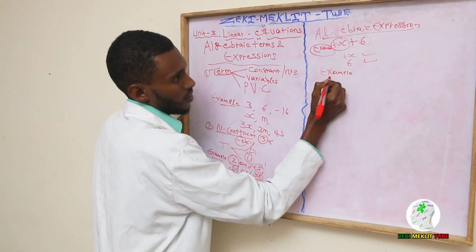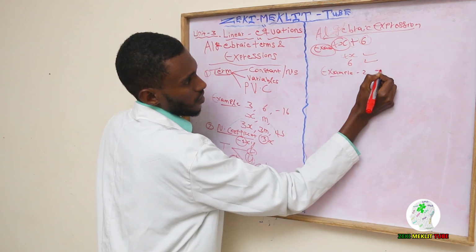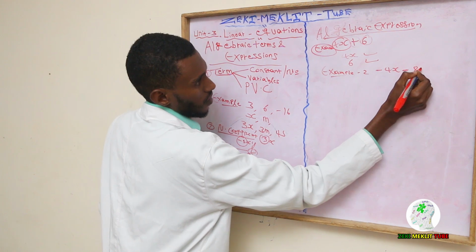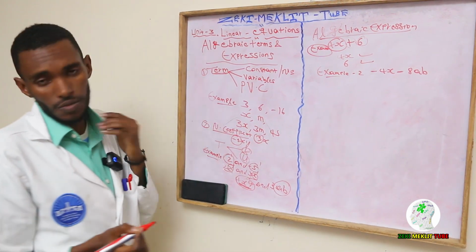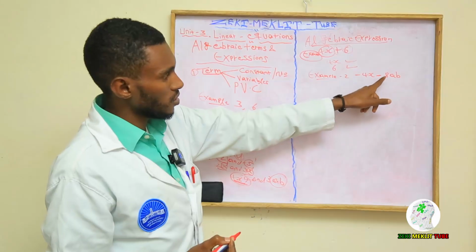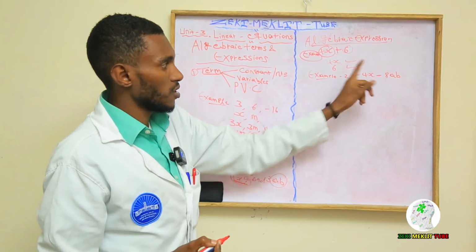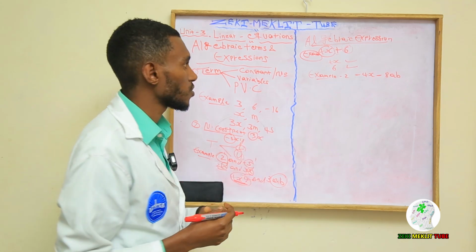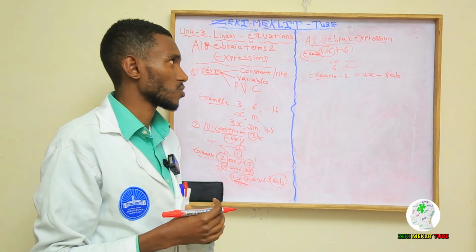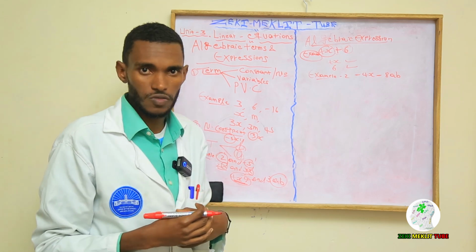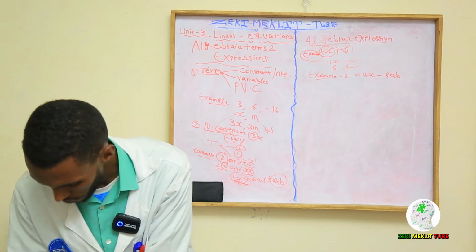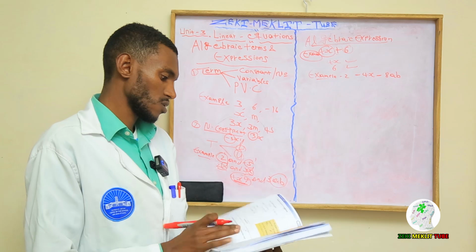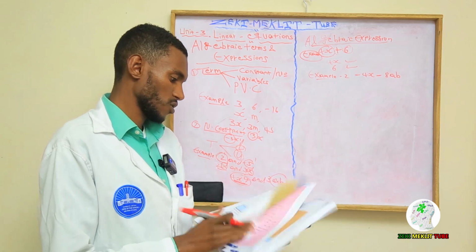We can take a different example. For example, negative 4x minus 8ab. This one is also an algebraic expression, because it's connected by plus or minus and it consists of two terms. 4x is one term and 8ab is a term. This is an easy part, so that is enough for today. You can take different examples from your textbook. There are different kinds of algebraic expression, and you can see different examples in the textbook.